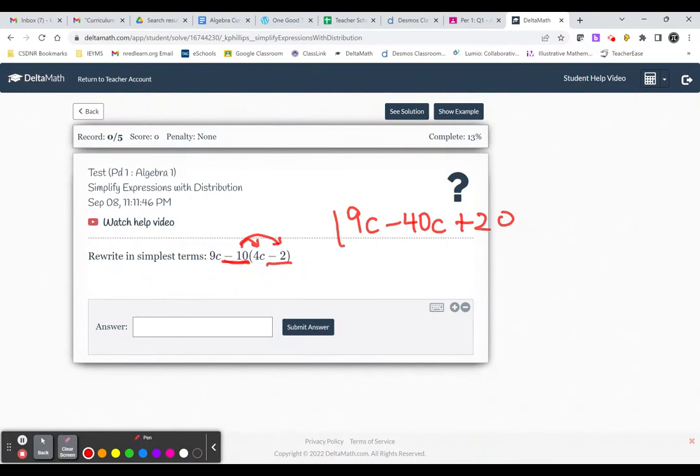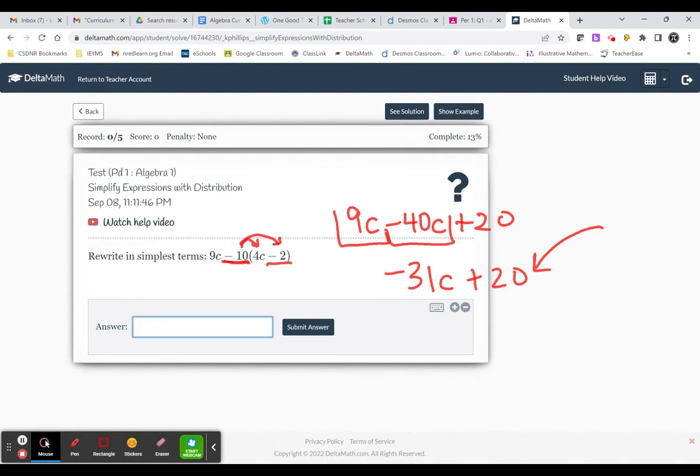The last step is to combine like terms, which would be these two. 9c minus 40c is negative 31c. The plus 20 will just stay at the end. You cannot combine those because this one does not have a c.